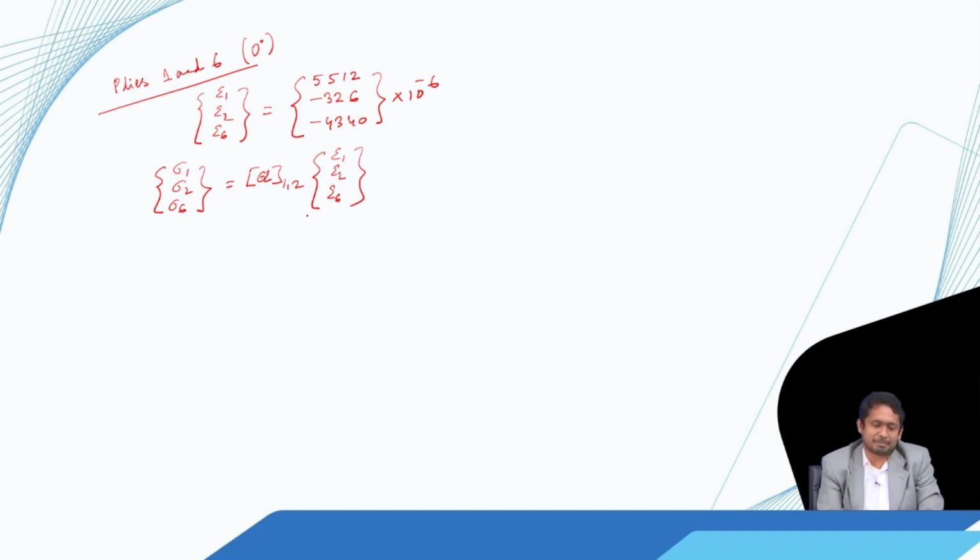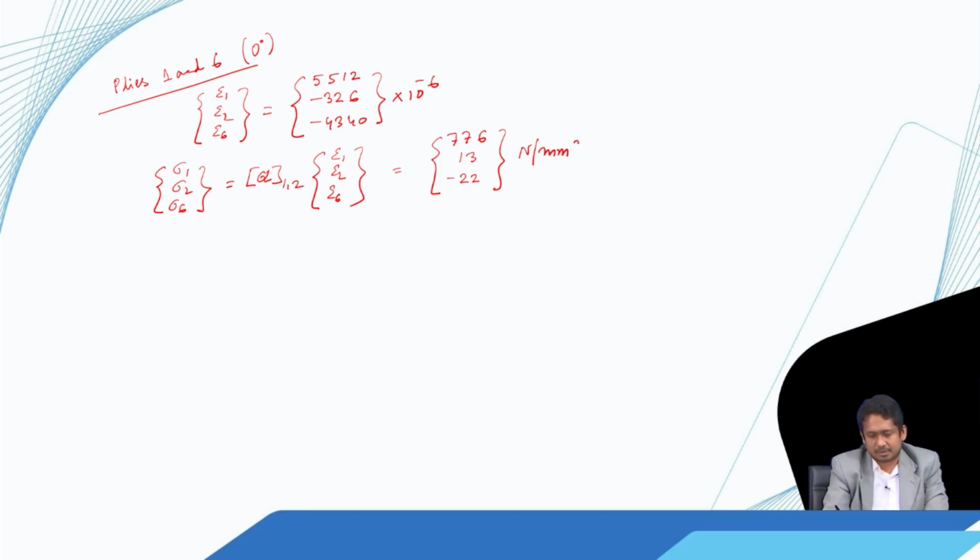So, sigma 1, sigma 2, sigma 6 can be obtained by multiplying these epsilons with respect to principal material direction by the Q matrix with respect to the principal material direction, and the stresses are found out to be 776, 13 and minus 22, in Newton per millimeter square.